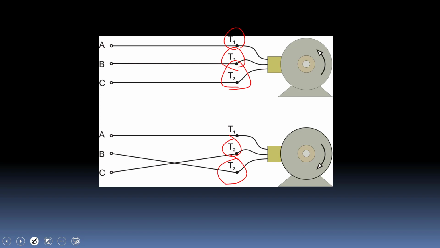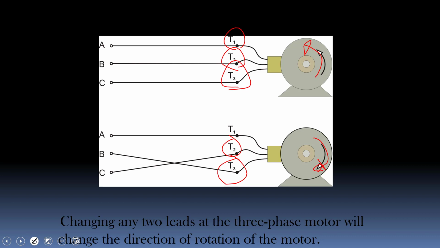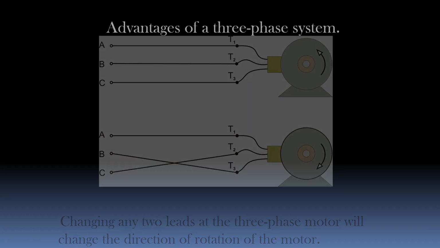So on the top one, A, B, C, turns this motor counterclockwise, and then if I swapped any 2, now I've changed the order so I can reverse the direction, and it's going the opposite direction now. So that's forward reversing starters, 3-phase. If you remember back how we did that, very similar, but we can quite easily change the direction of a 3-phase machine. So changing any 2 leads of the motor will change the direction and rotation of the motor.